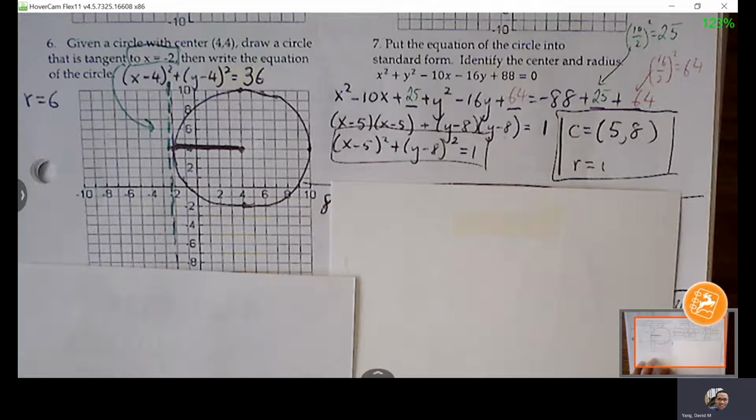Okay, the formula for what goes inside those spaces is b over 2 squared. So 10 over 2 is 5. 5 squared is 25. 16 over 2 is 8. 8 squared is 64. And then factor the x's, factor the y's, and then add the terms on the right side of the equation.